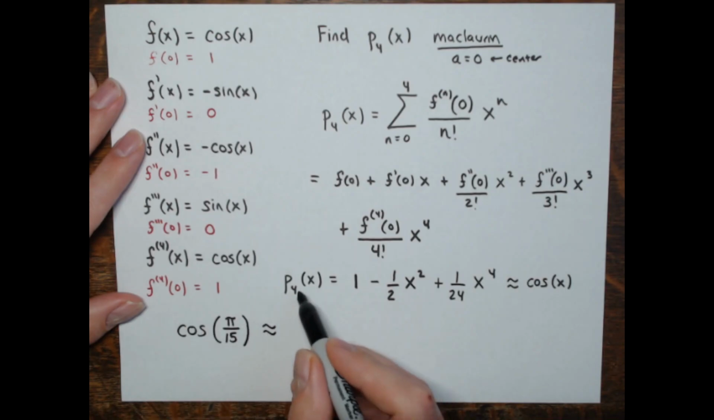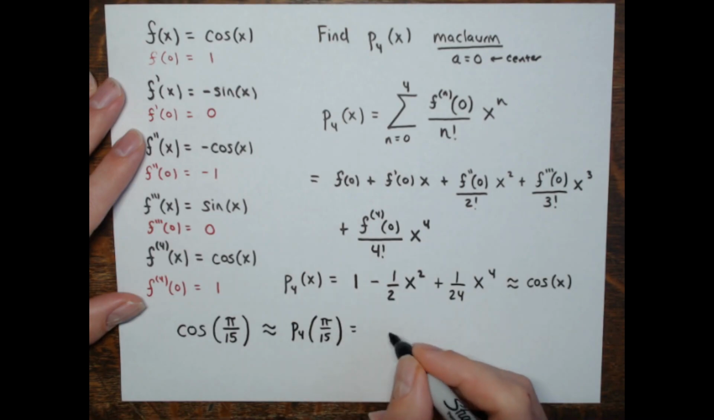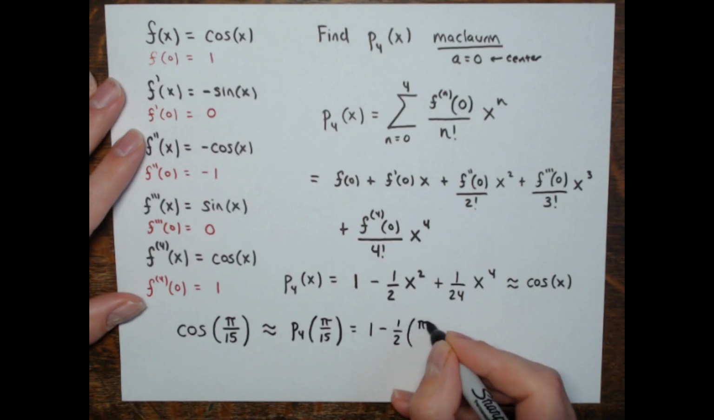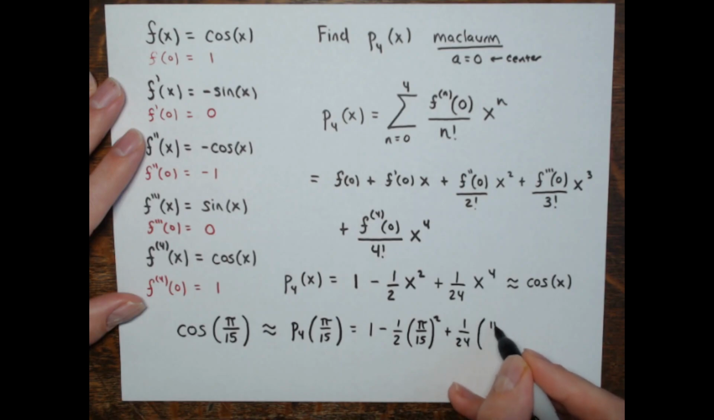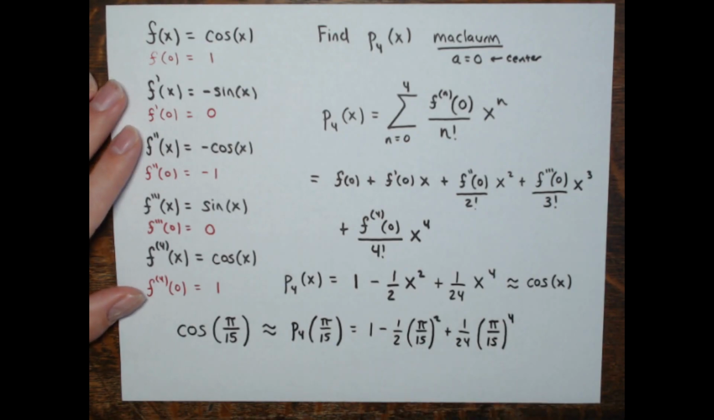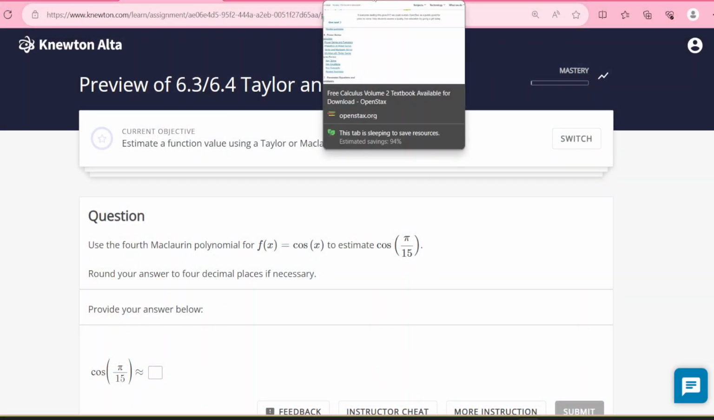So this should be approximately this fourth Maclaurin polynomial at pi over 15. Okay, so this would be 1 minus half of pi over 15 squared, and then plus 1/24th times pi over 15 to the fourth, which I'm going to go to a calculator for. Now, I'm actually going to graph both of these, cosine x and our polynomial, and then I'll just plug in pi over 15 to the polynomial, and we'll get our nice approximation.